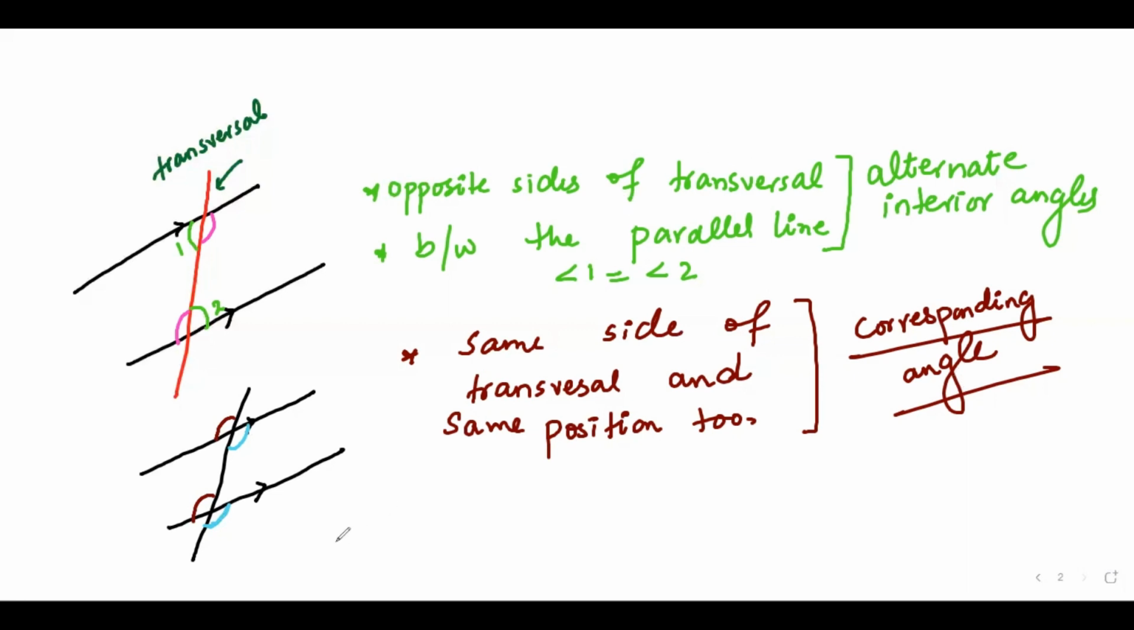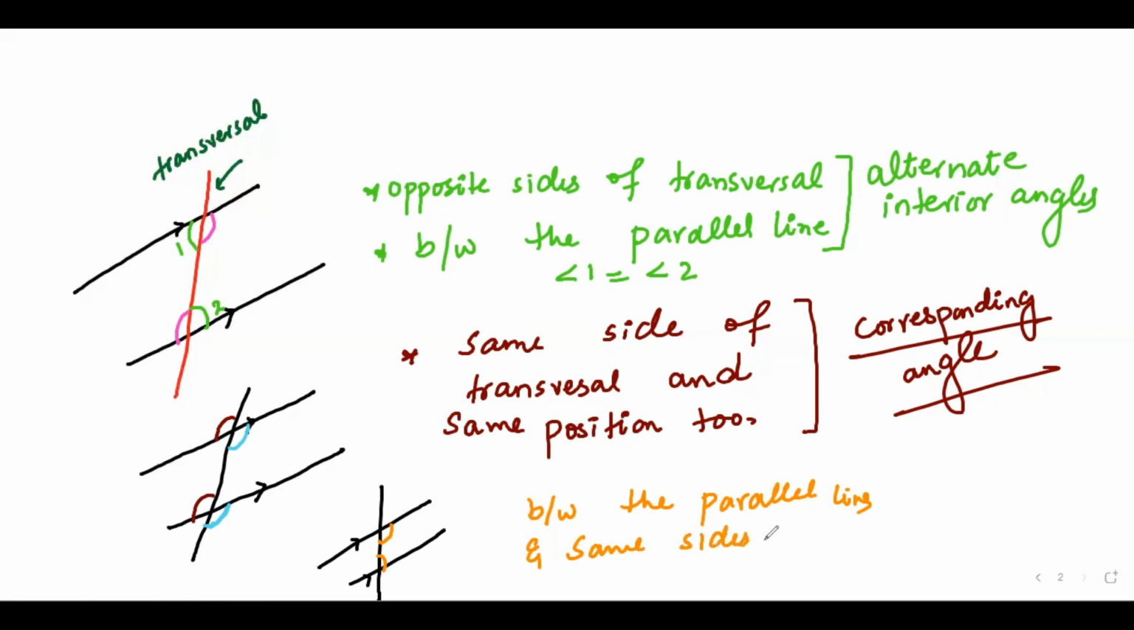And there is a third condition. When there are two parallel lines and a transversal, sometimes they form angles in this way: angle at this position and angle at this position, these both yellow angles are between the parallel lines and on the same side of the transversal. If we add them, their sum will be equal to 180 degrees.